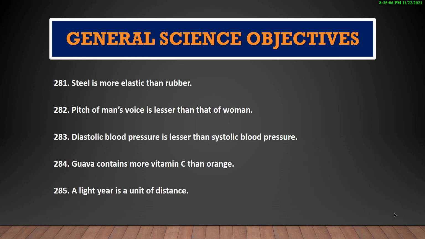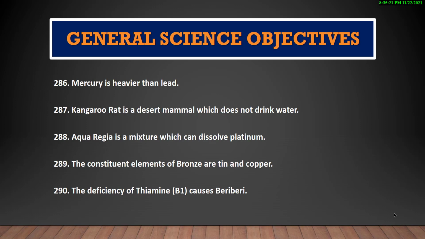Diastolic blood pressure is lower than systolic blood pressure. Guava contains more vitamin C than orange. A light year is a unit of distance. Mercury is heavier than lead. Kangaroo rat is a desert mammal which does not drink water.